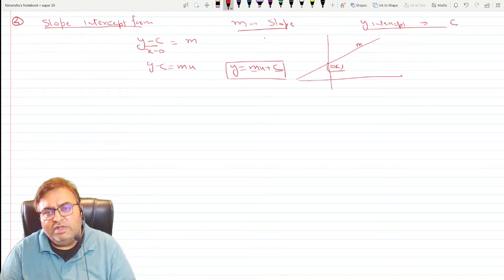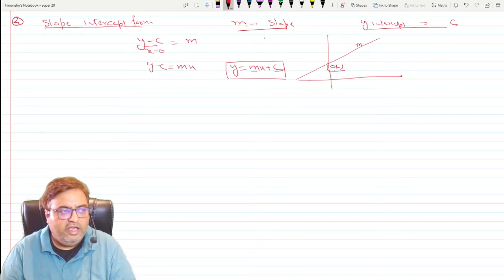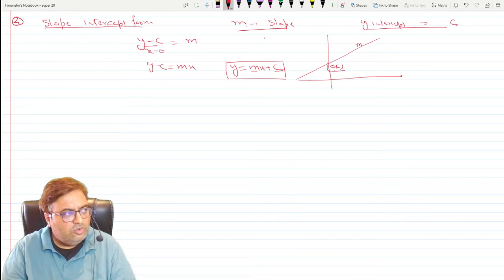Now you have to remember one thing: this is not the x-intercept, this is the y-intercept. Specifically, you require a y-intercept to use this form. So this is what is called slope-intercept form.